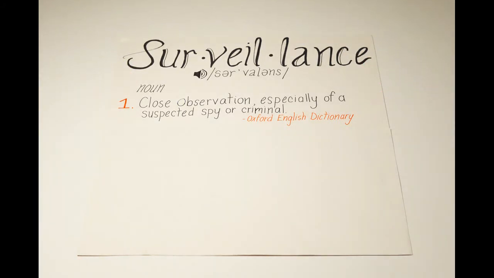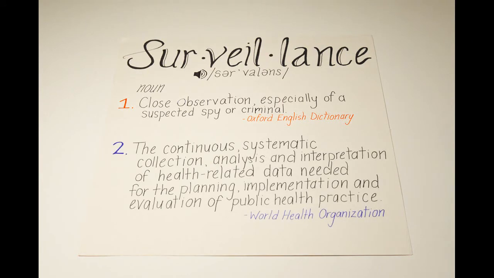Rather, we're talking about public health surveillance, described by the World Health Organization as the continuous, systematic collection, analysis, and interpretation of health-related data needed for the planning, implementation, and evaluation of public health practice. This is the kind of surveillance we use to better understand asthma.